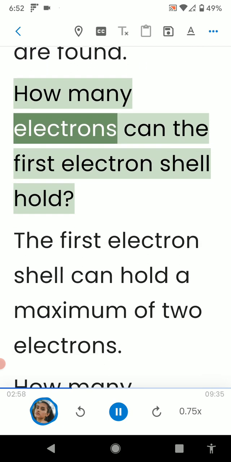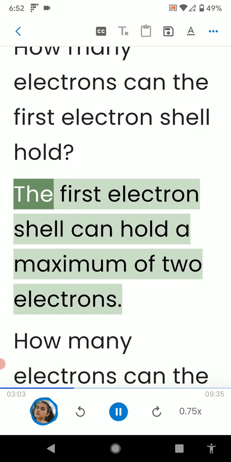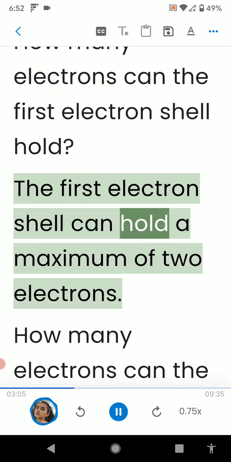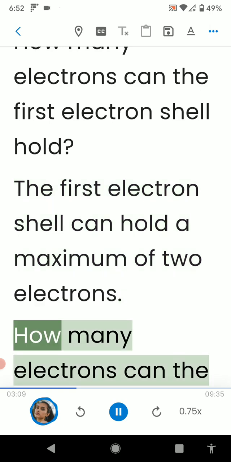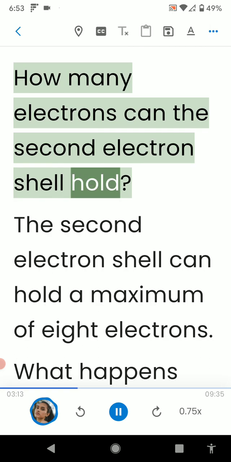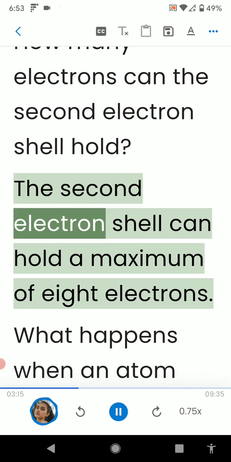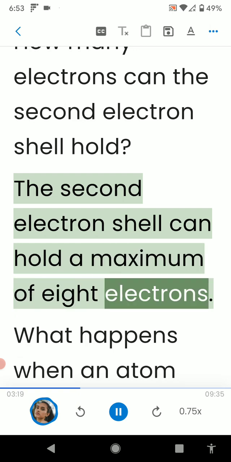How many electrons can the first electron shell hold? The first electron shell can hold a maximum of 2 electrons. How many electrons can the second electron shell hold? The second electron shell can hold a maximum of 8 electrons.